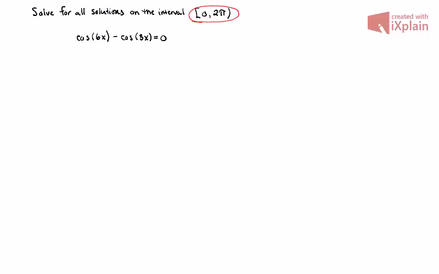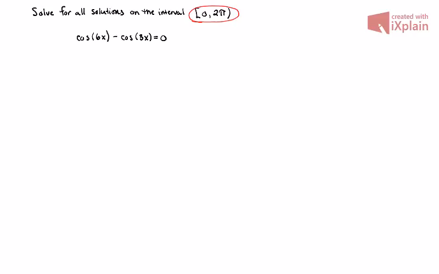So our restriction, we want to find all answers. In other words, we want to find all the possible answers for the variable x that will fall in that range from 0 to 2 pi, where 2 pi is not included, hence the reason for the parenthesis next to it.